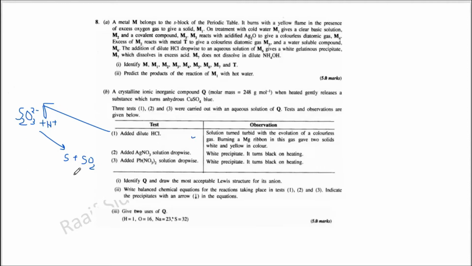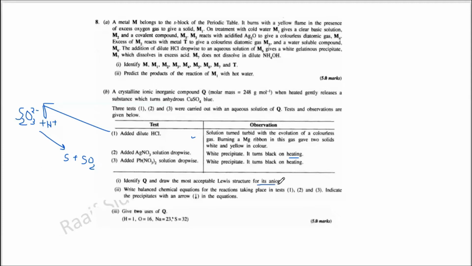So you know what this is: thiosulfate. And they have added AgNO3 solution dropwise, so a white precipitate forms, and it turns black on heating. So you should know what is actually happening. When you add AgNO3 to thiosulfate, it forms Ag2S2O3, and when it is in solution, it produces Ag2S. That is why it turns black on heating. And it is also very similar with lead nitrate. So PbS2O3, then it turns into PbS. Okay, and they have to identify Q and draw the most acceptable Lewis structure for its anion.